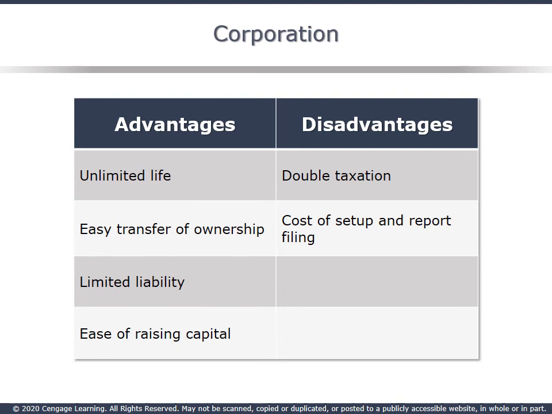Some disadvantages with an organization set up as a corporation is that income from that corporation is subject to double taxation. Since the corporation is an entity unto itself, it is separate and distinct from its owners. The corporation must pay taxes on its income. When that income is then distributed to owners in the form of dividends, then the owners, the stockholders, must pay taxes on that income as well. So it's taxed at two levels.